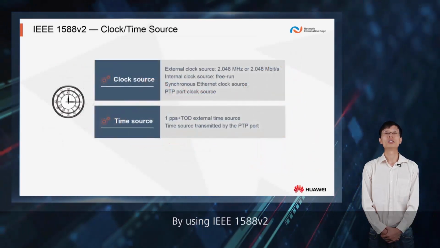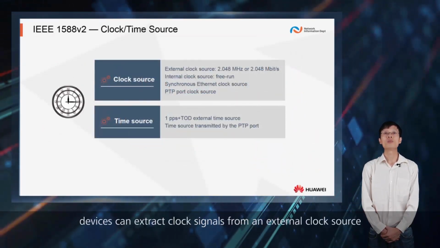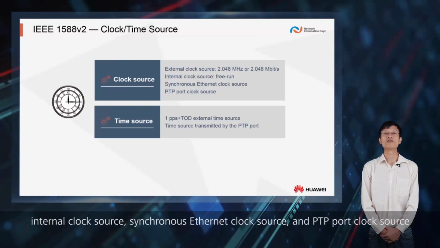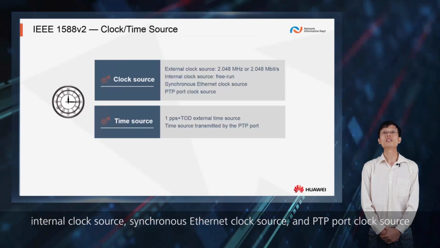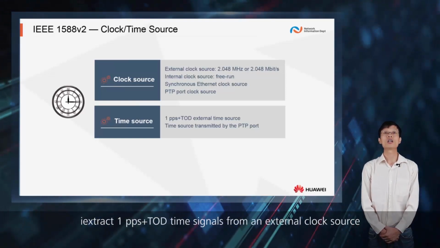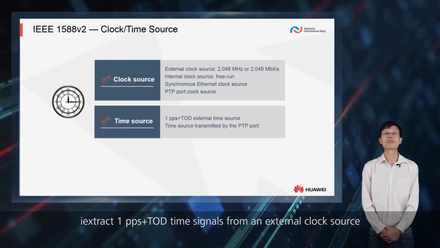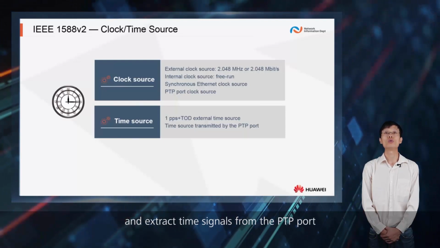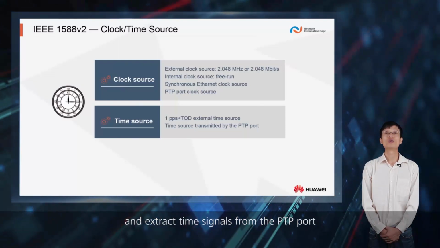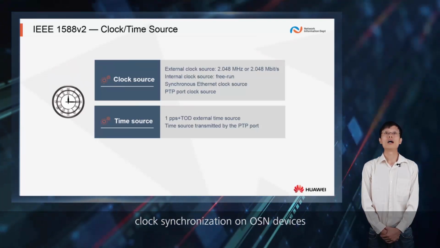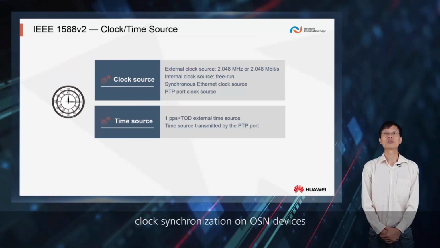By using IEEE 1588 version 2, devices can extract clock signals from an external clock source, internal clock source, synchronous Ethernet clock source, and PTP port clock source. Extract 1 pp/second plus TOD time signals from an external clock source, and extract time signals from the PTP port. The synchronous Ethernet technology is used to implement clock synchronization on OSN devices.